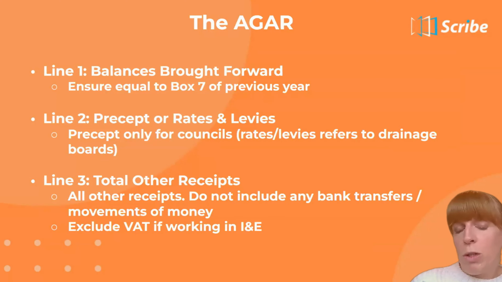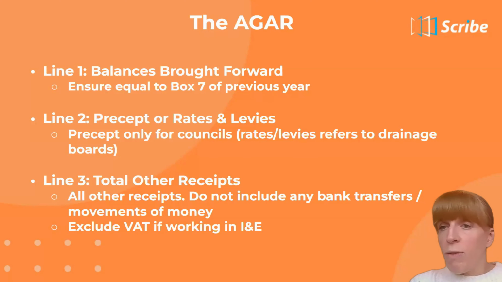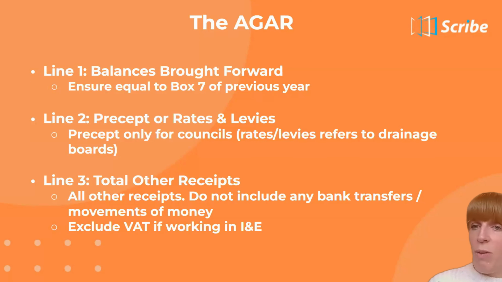So line 1, box 1, balances brought forward, sounds really obvious, but should be equal to box 7 of last year. So your box 7 of a financial year becomes box 1 of the next financial year. Nice and straightforward, generally. Obviously, if you're restating anything, if anything's been updated or changed for last year, and that means box 7 has changed, you need a new starting position in box 1. So make sure that you're showing that appropriately, and when you're filling in all the numbers in the boxes, that yes, it follows from box 7 to box 1.